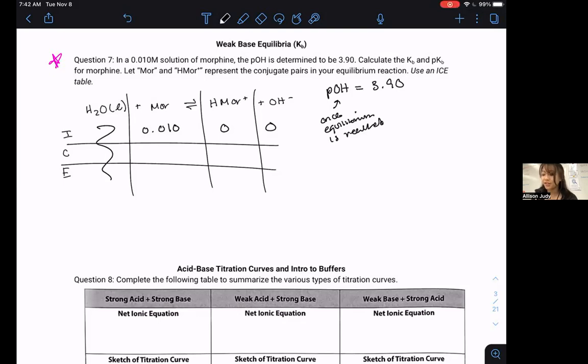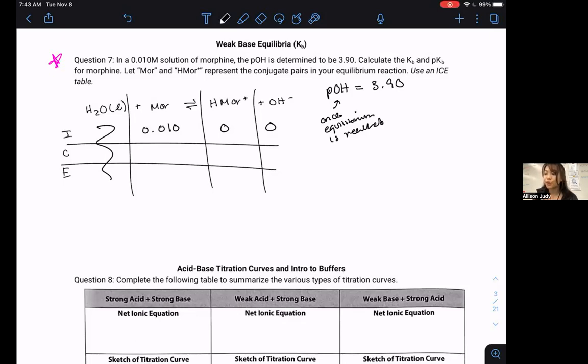So what we do have here is that water is acting as the acid and it's a liquid, so I just crossed it out in the ICE table because we never include solids or liquids. And we have water donating a proton to morphine. Now, morphine's initial molarity is 0.01 molar. We know that it doesn't produce any conjugate pairs in the beginning until it actually reaches equilibrium and reacts, exchanges a proton with the water. So this is our initial setup based off of the information given in the prompt.